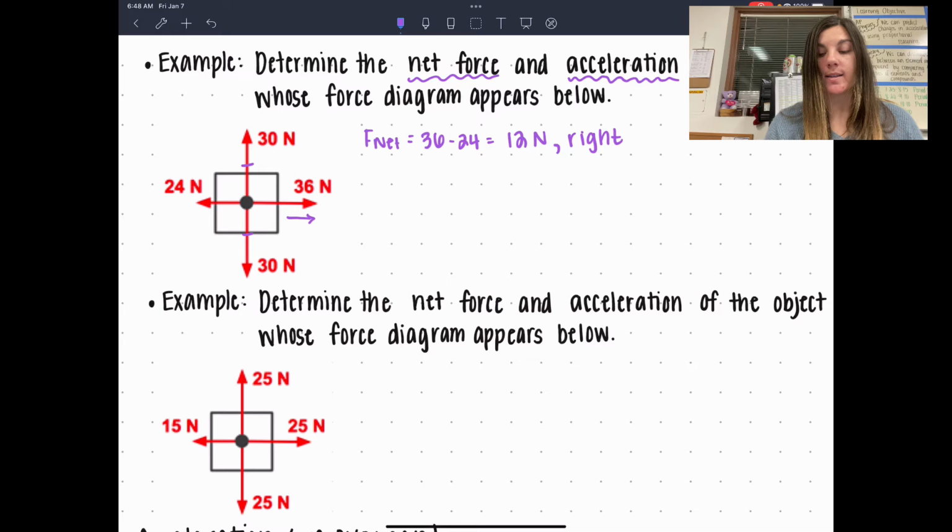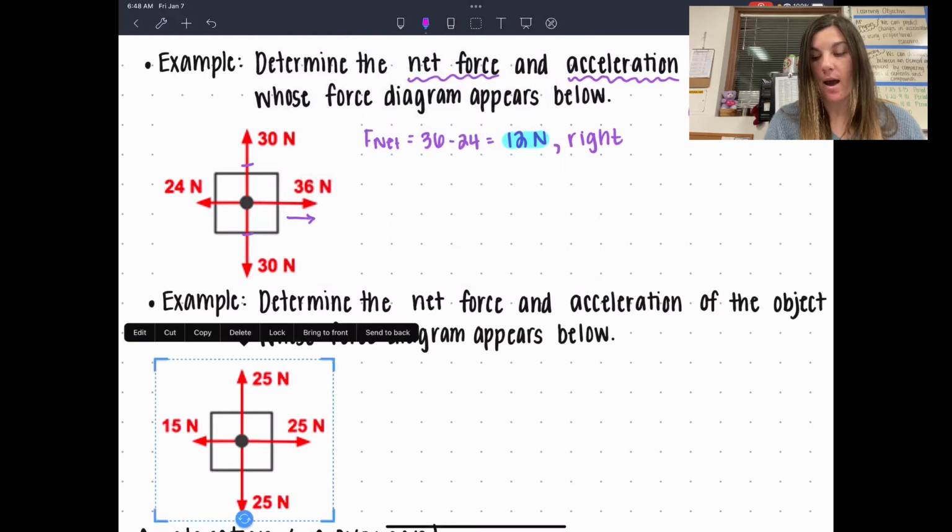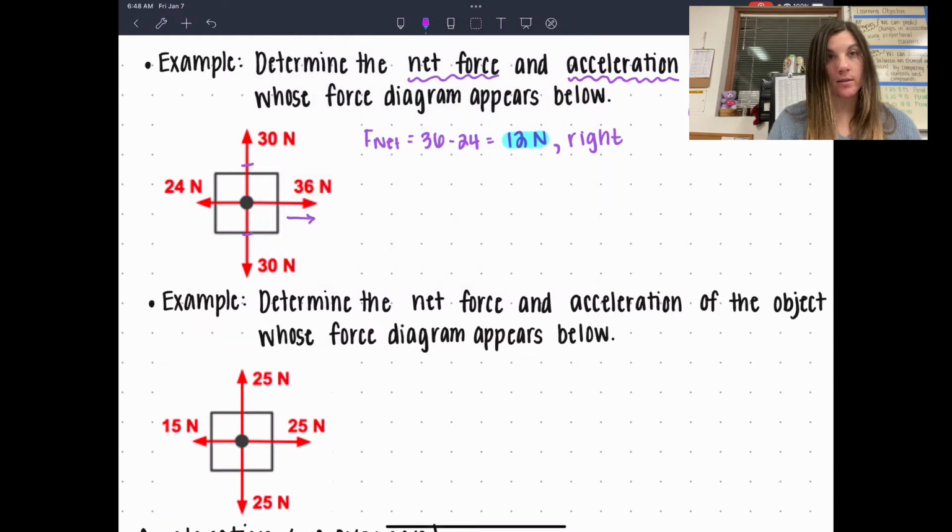Now, if I want to solve for acceleration, the equation that I'm going to use is Newton's second law. Acceleration equals net force divided by mass. Now, the problem is that we've got net force, which is 12 newtons. What we don't have is mass. That wasn't given to us point blank in the diagram. What we have to do is calculate the mass. And I'm going to show you how we do that. It's using an equation that we learned last semester.